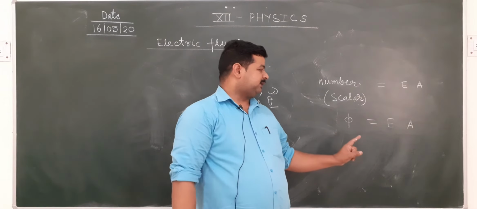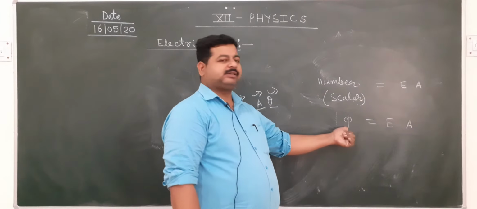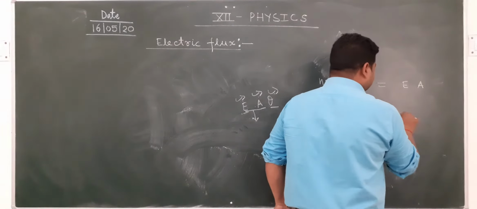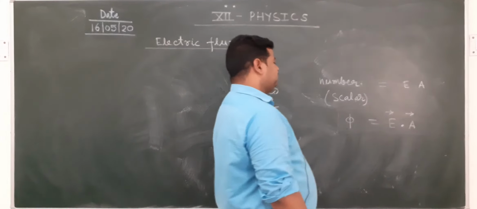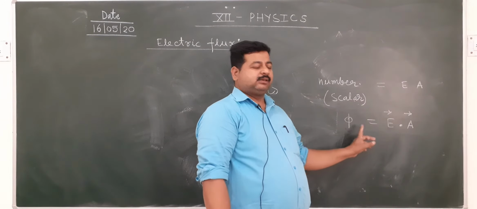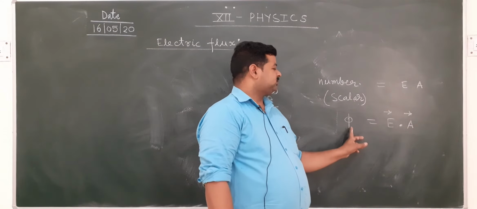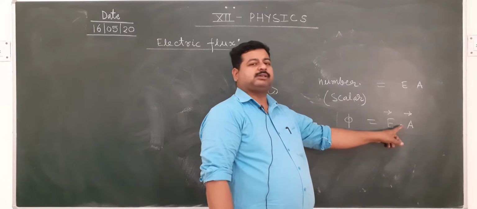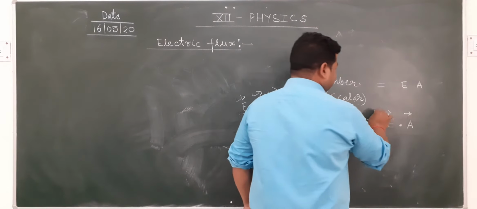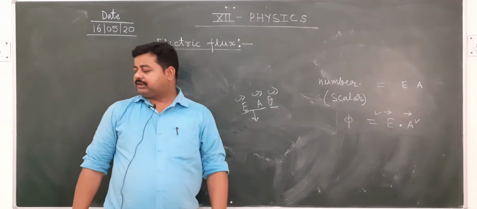Here we observe that the product of E and A is the electric flux. So here we take the dot product. Why are we taking the dot product? Because the product of two vectors is equal to a scalar. Since the product of E and A is a scalar, here we use the dot product, not the cross product. Clear? So with the help of the electric field and area vector, we calculate the electric flux through any surface.